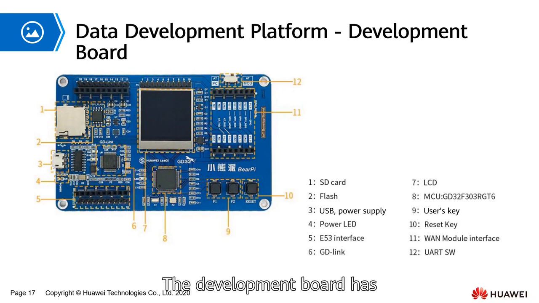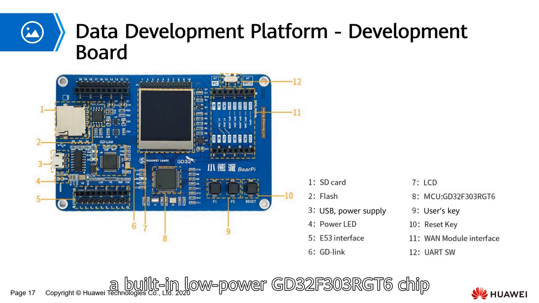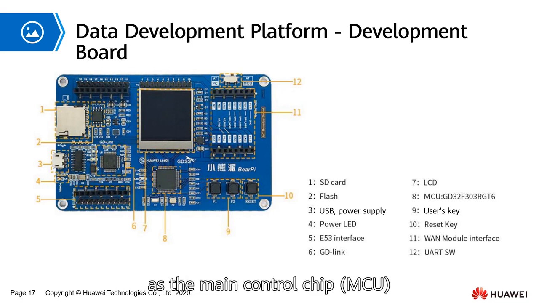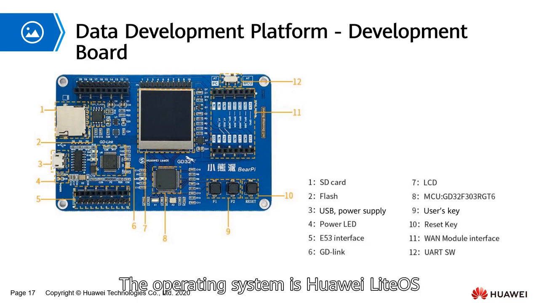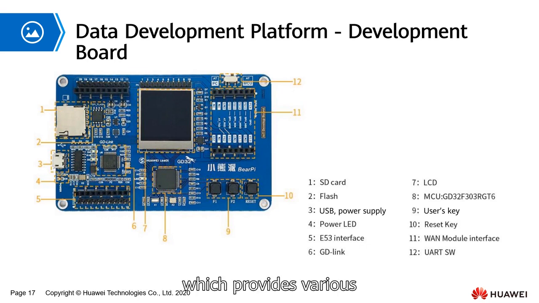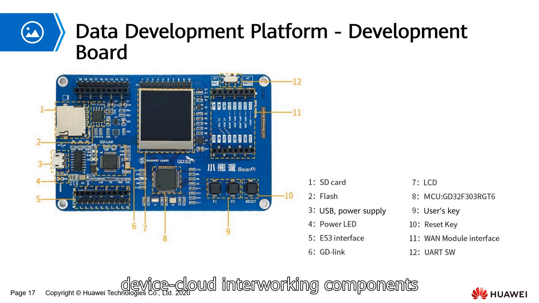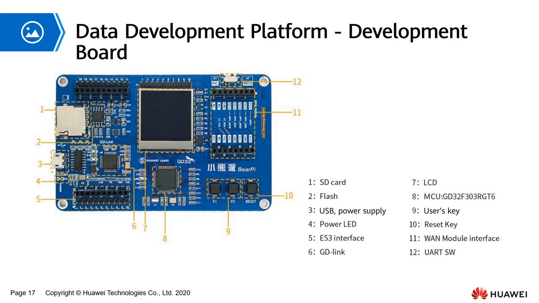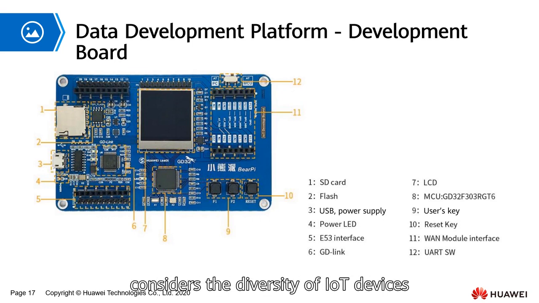The development board has a built-in low-powered GD32F303A GT6 chip as the main control chip MCU. The operating system is Huawei Lite OS, which provides various device cloud interworking components. The development board fully considers the diversity of IoT devices at the sensing layer and has powerful scalability, which can be used to evaluate and quickly design IoT applications.